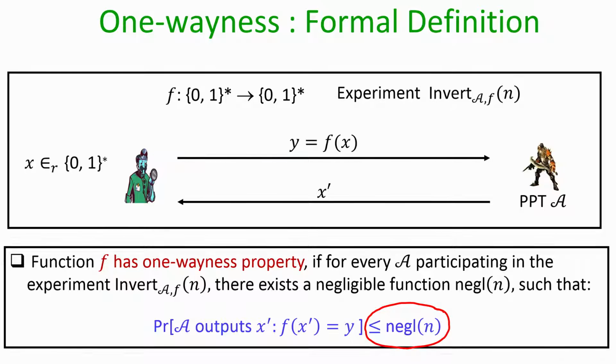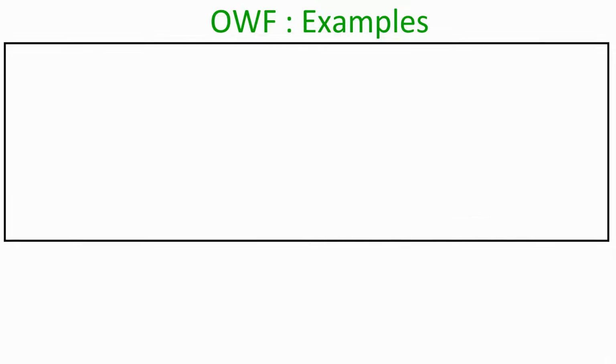That is why in the definition we do not enforce the condition that the probability of A inverting the sample y should be upper bounded by 0. We give the leverage and upper bound the success probability of the adversary by a negligible probability. Also notice that the adversary is not required to find the exact x, because the function can be a many to one function. So it could be possible that the given y, which is thrown as a challenge to the adversary, has several pre-images. The goal of the adversary is to find one of those pre-images.